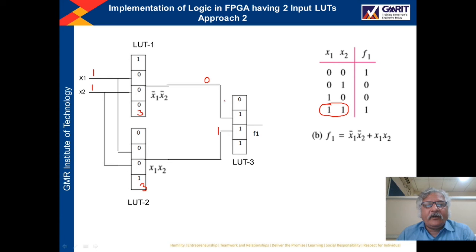Now 0 is the input of this LUT and 1 is also the input of this LUT. So this will make cell number 1 active. Here we have stored 1, so 1 will be the output. So see here, 1 is coming.